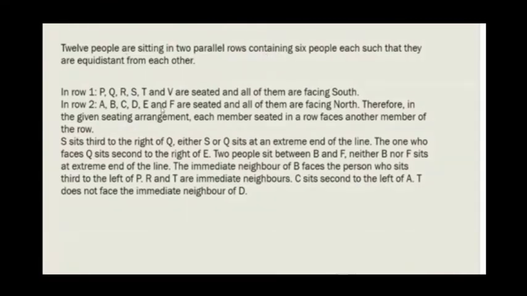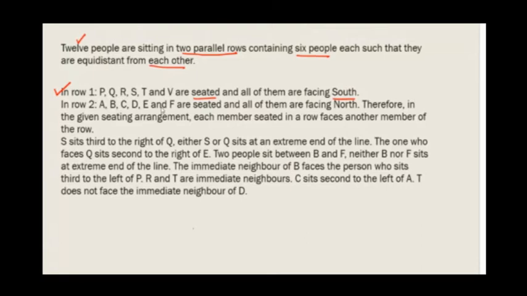12 people are sitting in two parallel rows. So totally there are 12 people sitting in two parallel rows containing 6 people each, such that they are equidistant from each other. In row 1, you have P, Q, R, S, T, V seated, and all of them are facing south.